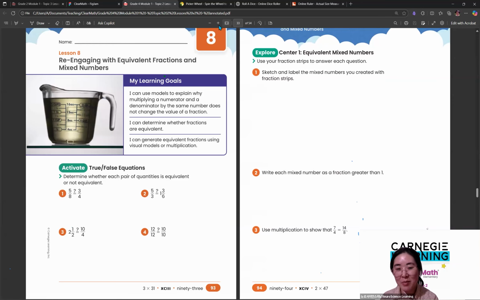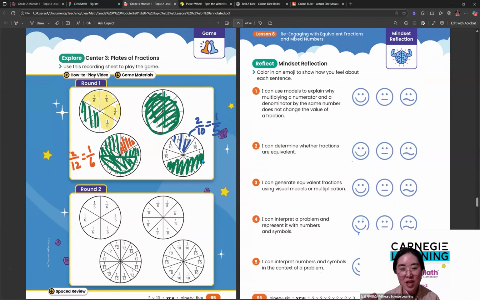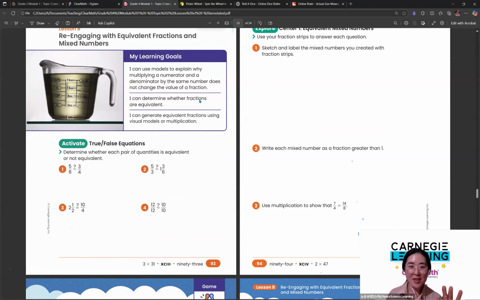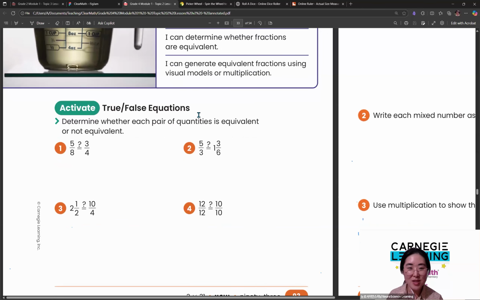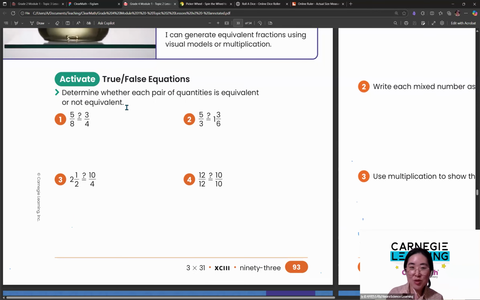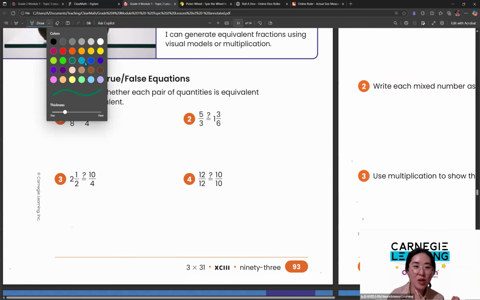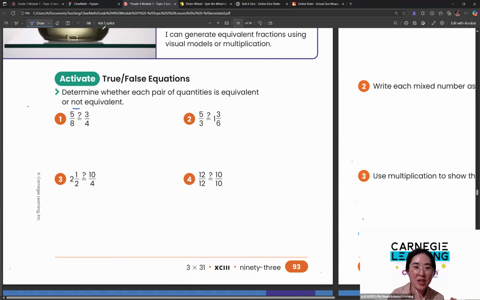Now, remember what we did when we played the game. We could calculate that 2/12 is the same as 1/6, and 2/10 is the same as 1/5. So this is called equivalent fractions. Equivalent means equal. Okay? That means now that we understand that, we can do these questions. So these are true or false. Determine whether each pair of quantities is equivalent or not equivalent.